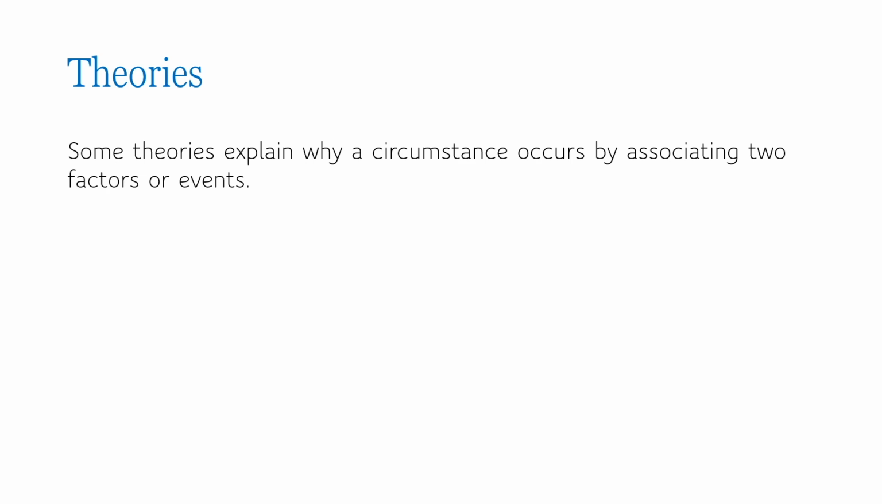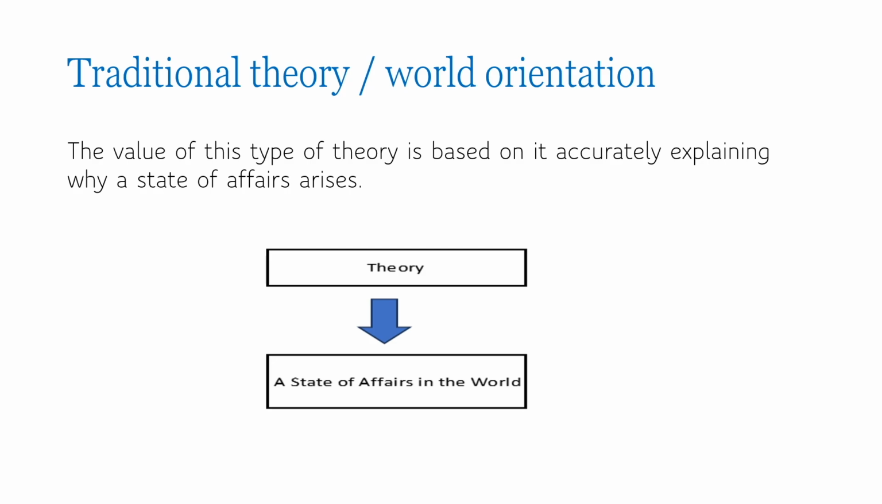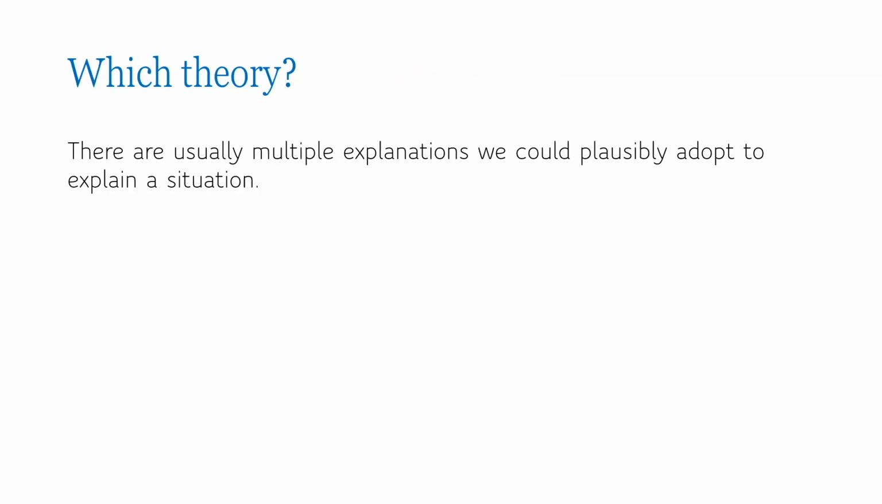The value of this type of theory is based on it accurately explaining why a situation or state of affairs arises. In that way, it is always oriented towards describing or matching what is occurring in the world. There are usually multiple explanations we could plausibly adopt to explain a situation.